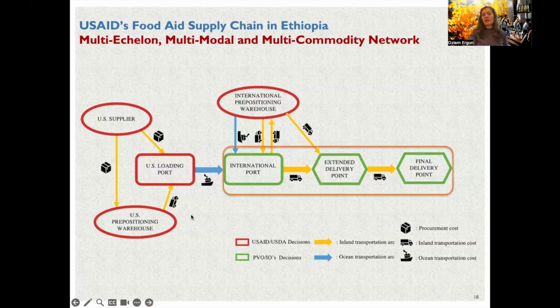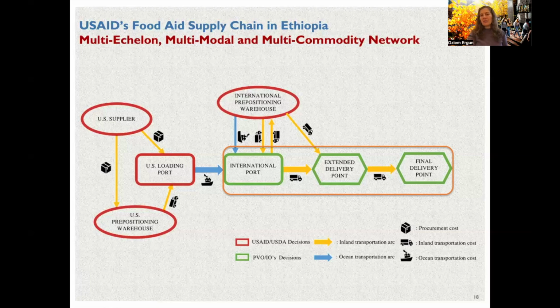So one thing that's interesting and we should note is that all the operations that are in this orange box are handled by in-country partners. So USAID usually does not do the distribution of operations after the commodities actually get into a country or a region.